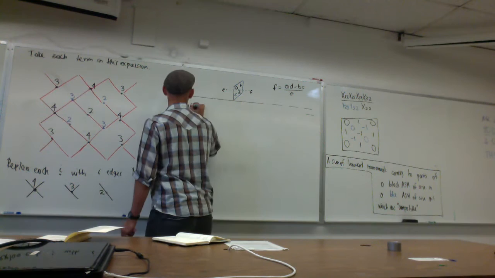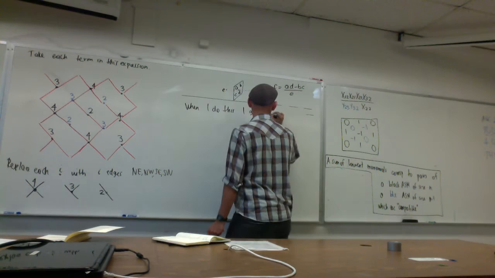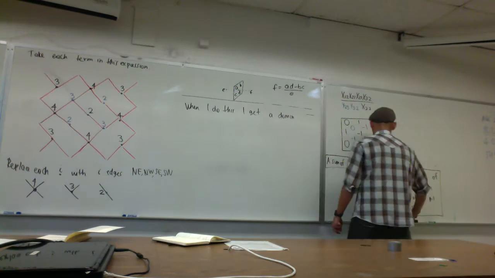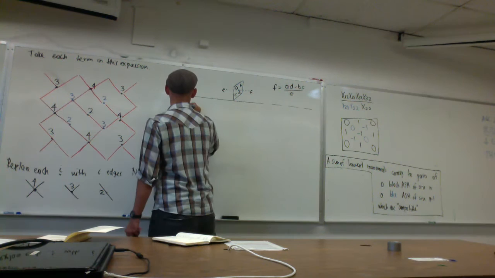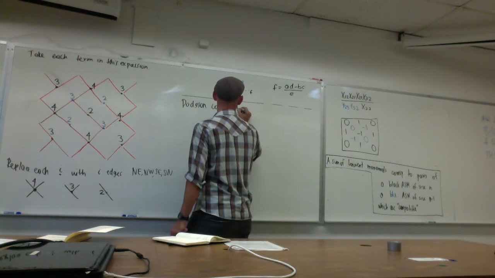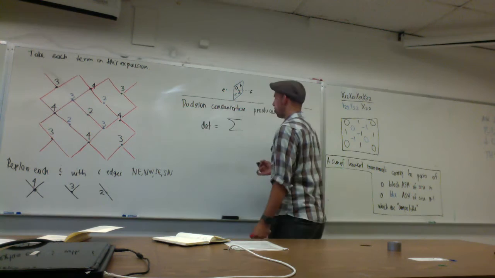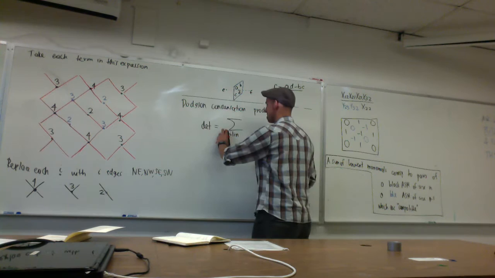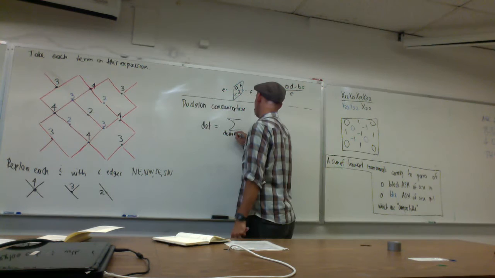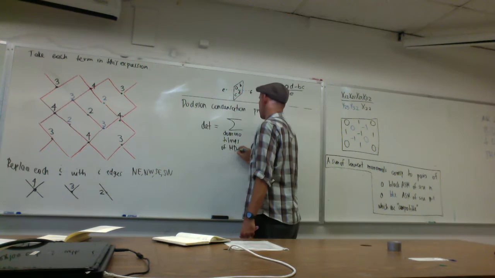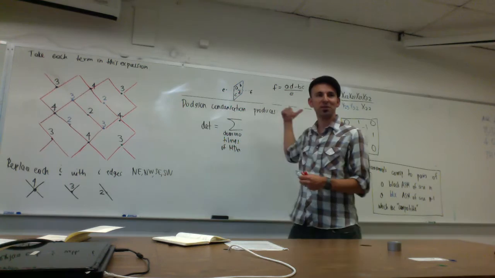When I do this, I get a domino tiling. So, not only that, what I should say is that Dodgson condensation produces, where determinant is equal to the sum over tilings, over the domino tilings of the Mayan diamond of whatever the exponents are, right? So you have to kind of reverse engineer this thing.